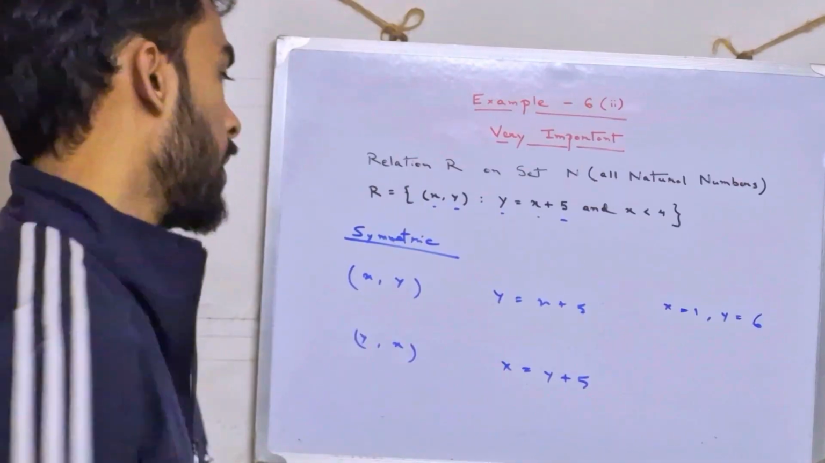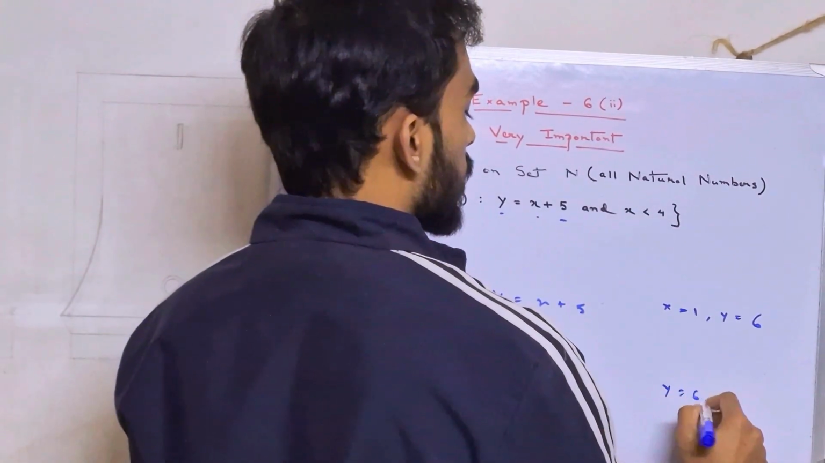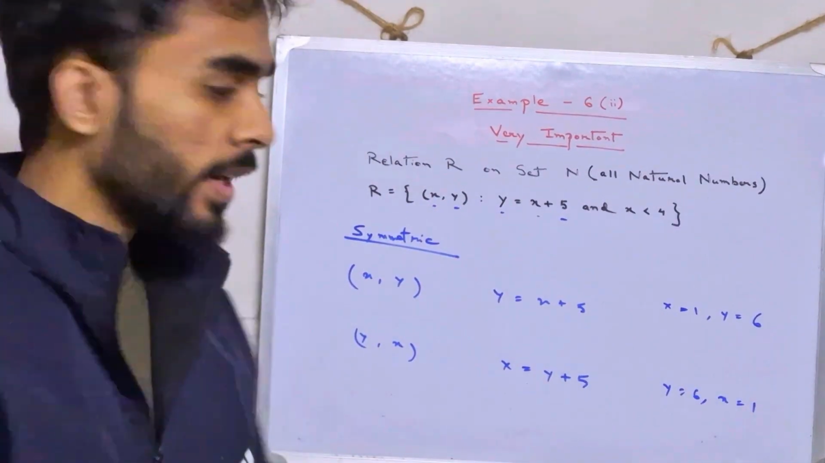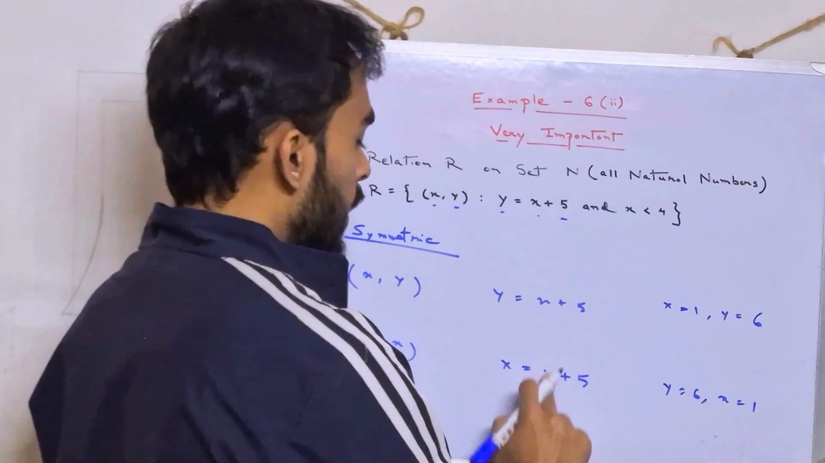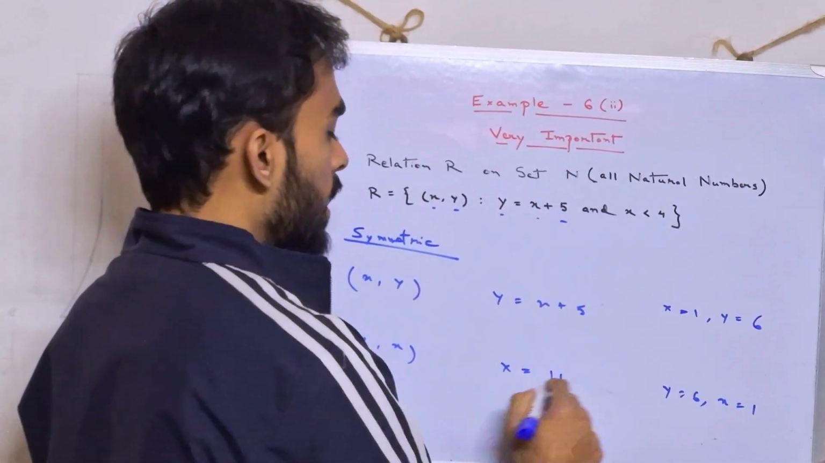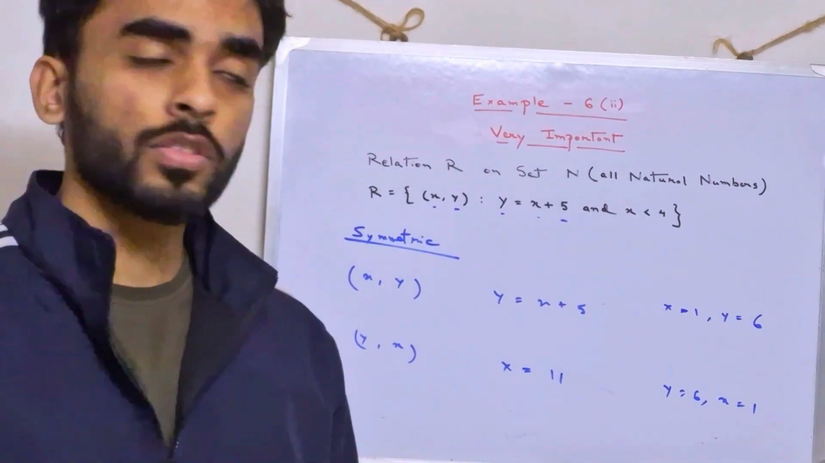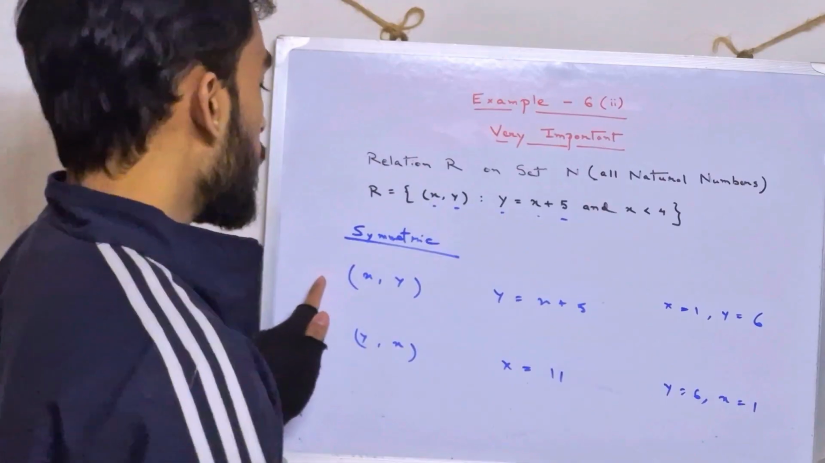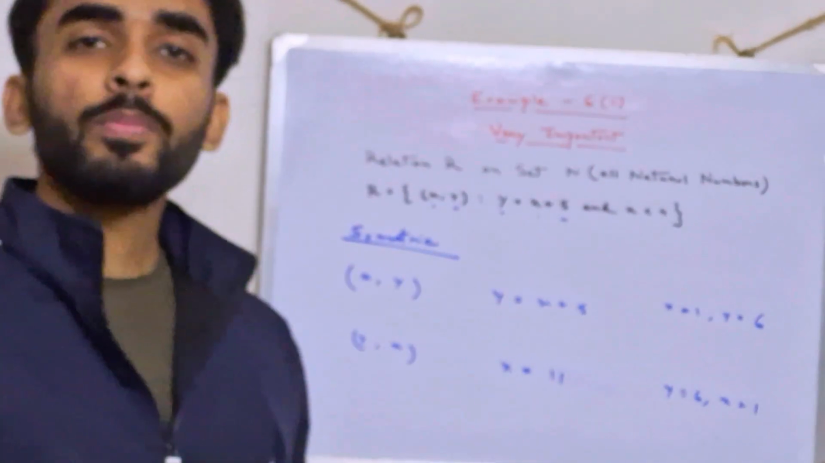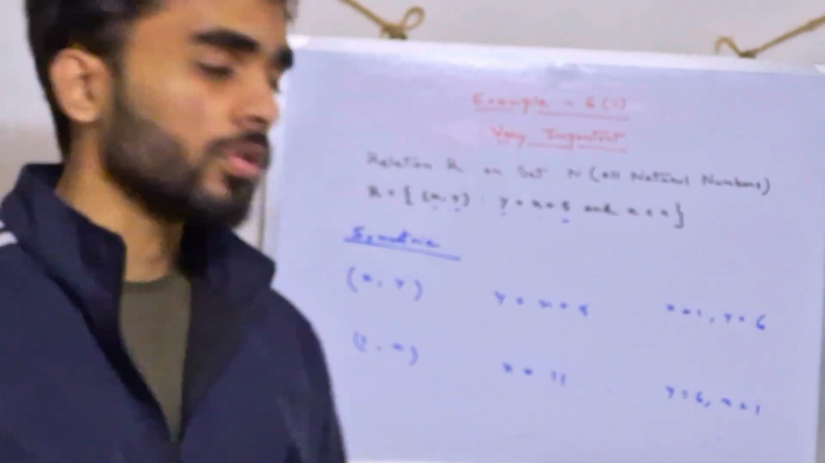Am I right? But if we take the same values, so y equals 6 and x equals 1, see, now this condition doesn't follow. Why doesn't it follow? See, if you put the value of y here, 6 plus 5 is 11, but x becomes 11, not 1. How will this condition satisfy? It doesn't. So x comma y belongs to the relation, but y comma x does not belong to the relation. Therefore, it is not symmetric.